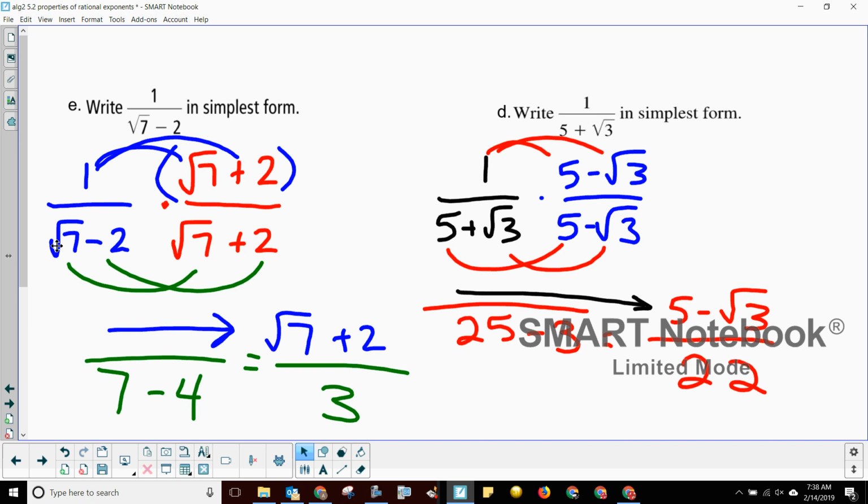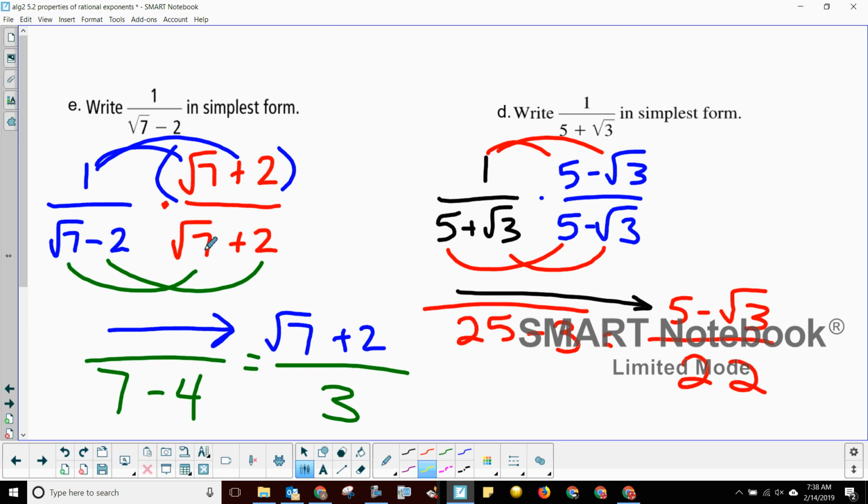Since I see root 7 minus 2, I'm going to use root 7 plus 2. Because if I did, let me grab this, that term there is 2 square root of 7, and that's negative 2 square root of 7, and they're going to cancel each other out. So I don't even have to worry about that.